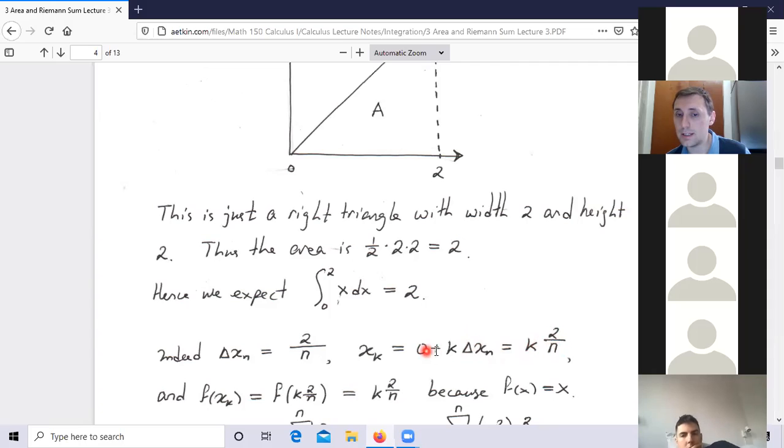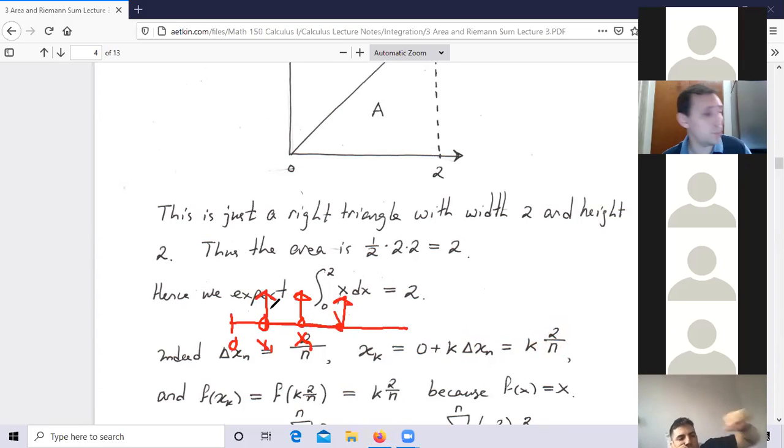So the answer is 0 plus k times 2 over n. Are you with me, guys? Very important step. Confirm if you are with me. You understand what this point xk is? This is my construction design. I'm going like this. So this is 0. This is the first point, so I'm going to construct the rectangle here. Then I move to the second point and I construct the rectangle there, and onwards, right? That's my construction plan. That's the rightmost point.